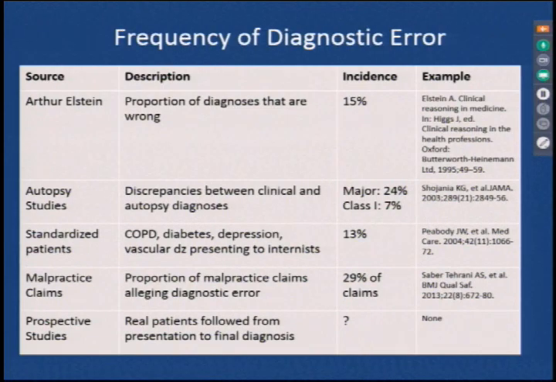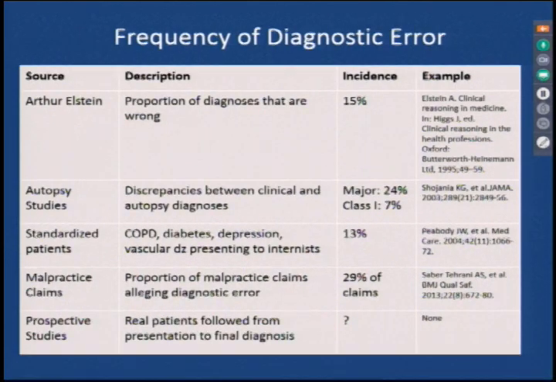And then they've looked at malpractice claims. Again, a big bias. I mean, this isn't a random sample of patients. These are patients who are associated with a malpractice suit. And it turns out that diagnostic errors are the most common cause of malpractice suits. Not only are they the most common cause, they lead to the highest monetary settlements, and they lead to the worst outcomes. So more deaths, more permanent disability from diagnostic errors as opposed to treatment errors.